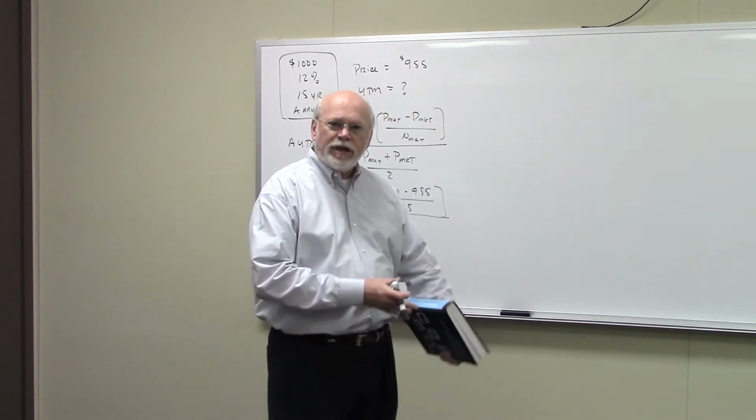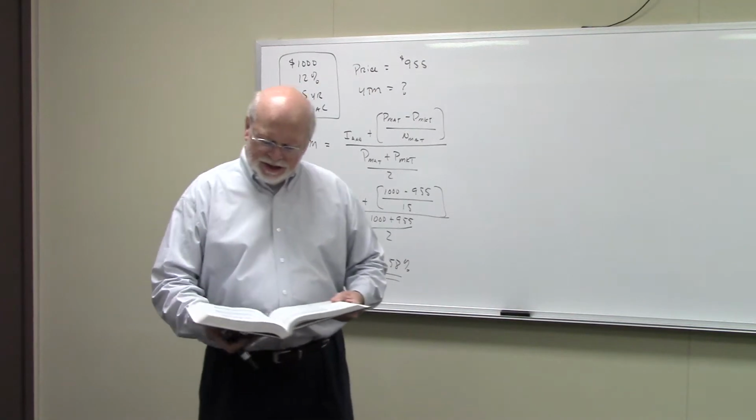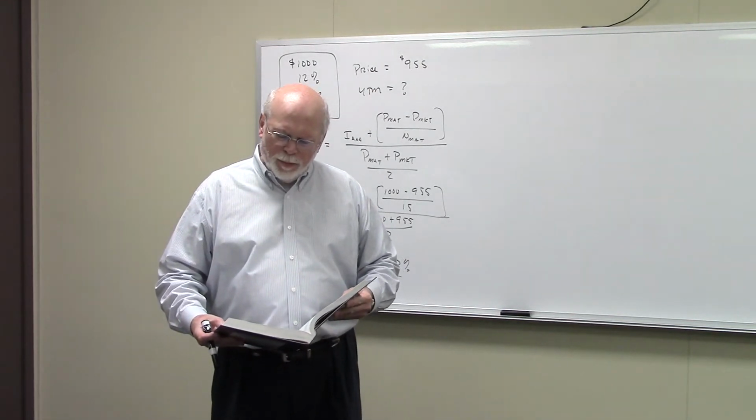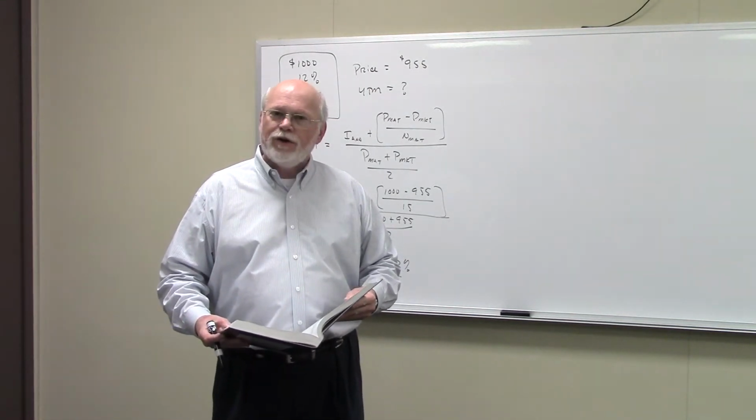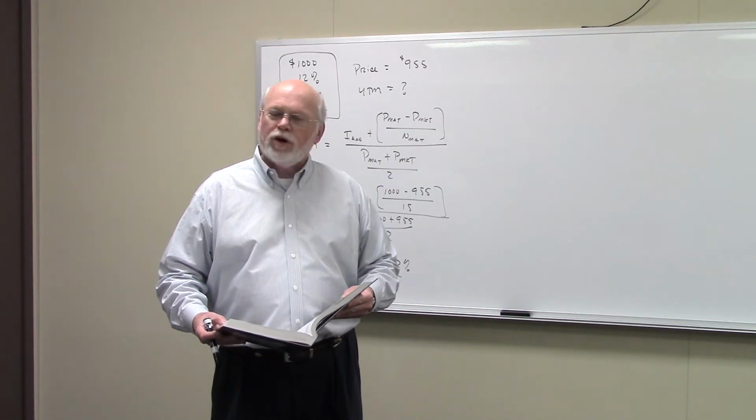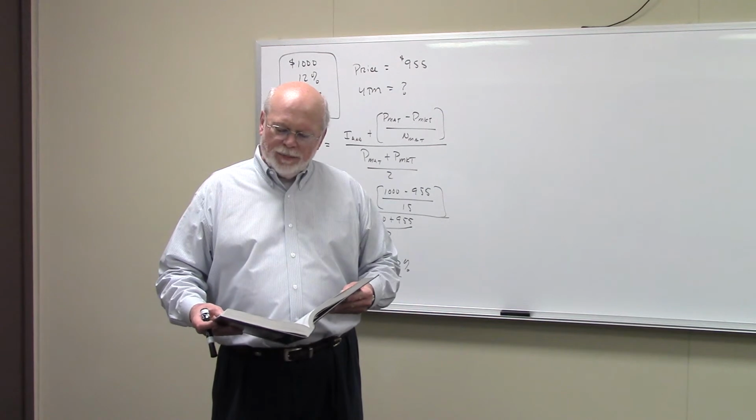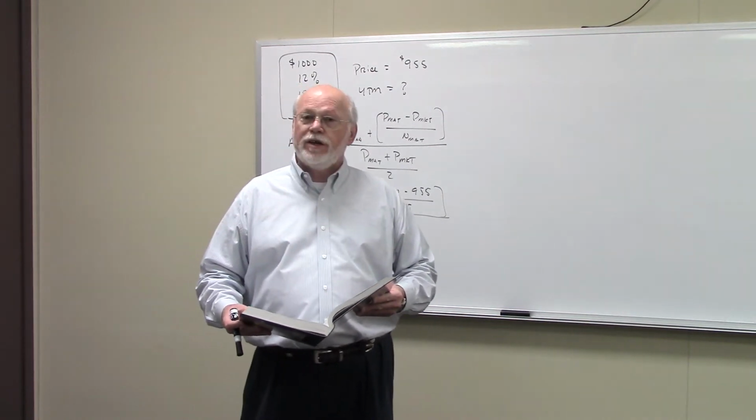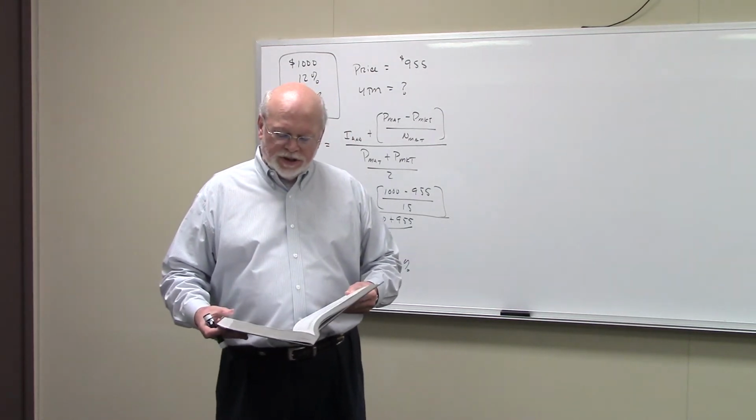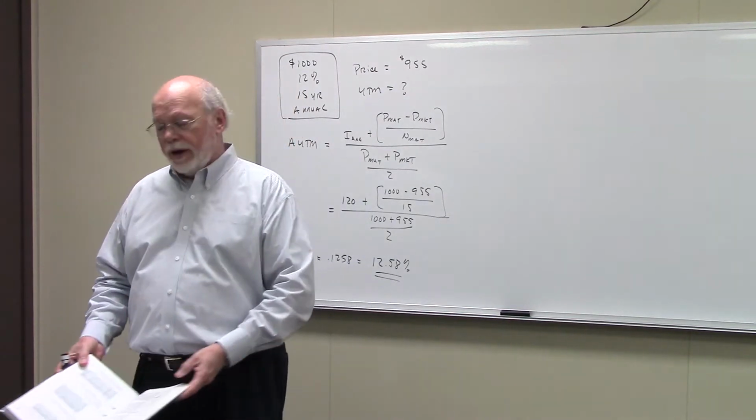Now, in this particular problem, it reads like this. It says the Salem Company bond currently sells for $955, has a 12% coupon interest rate and a $1,000 par value. It pays interest annually and has 15 years to maturity. The A part says calculate the yield to maturity on the bond.